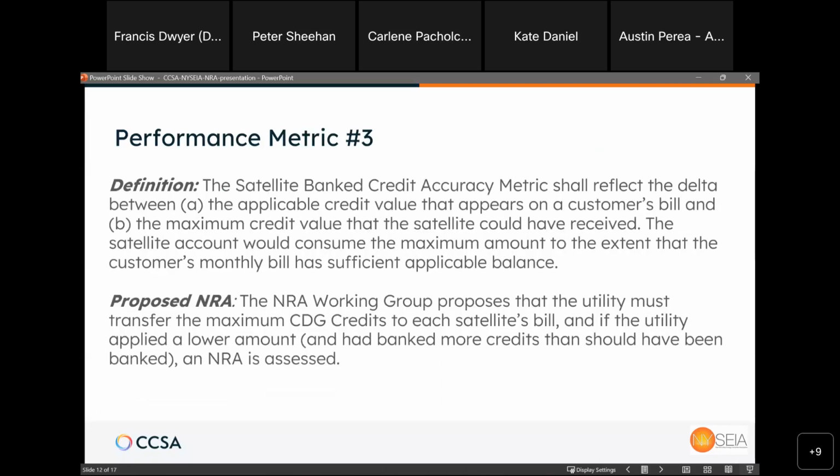So that's a lot for those performance metrics. I'll hand it over to Aviv now to walk through performance metrics 3 and 4.